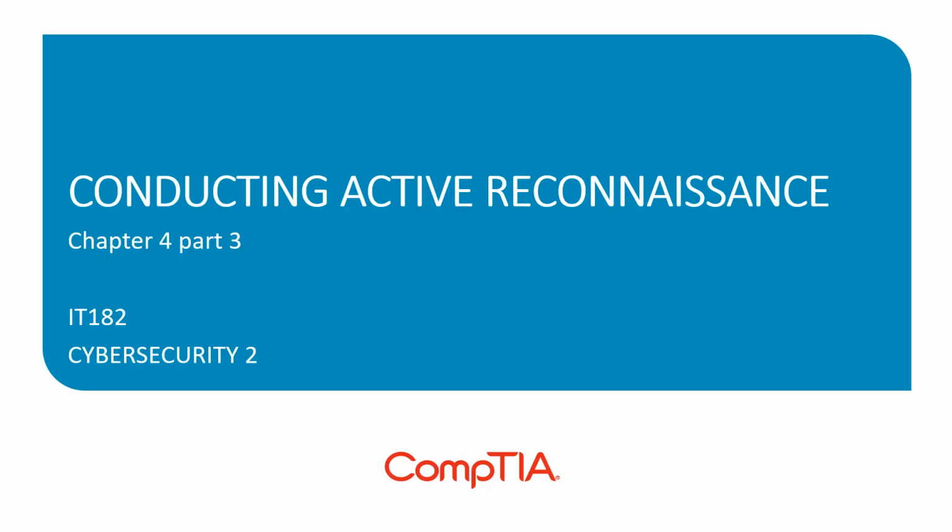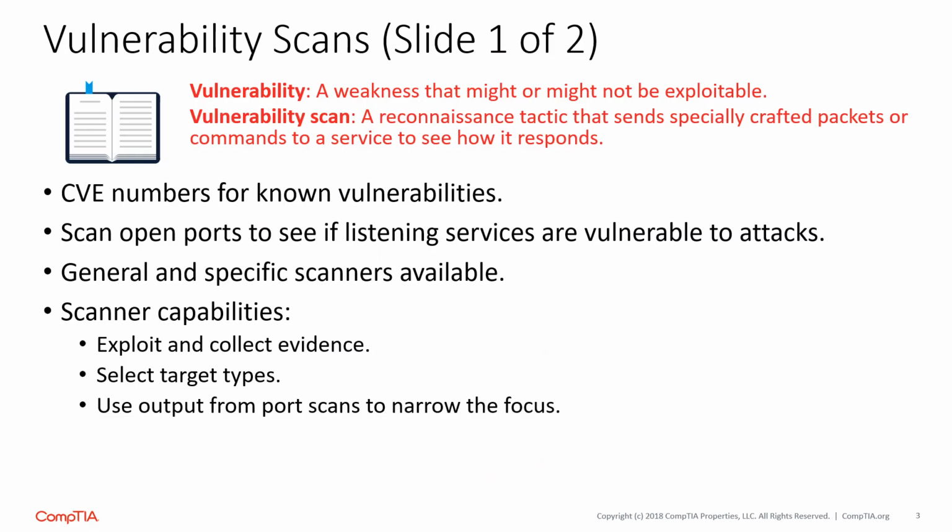So this is the last part of chapter 4 entitled Conducting Active Reconnaissance. So this is part 3. Vulnerabilities are weaknesses that may or may not be exploitable. Known vulnerabilities are categorized and referred to by their Common Vulnerabilities and Exposures, also known as CVE number.